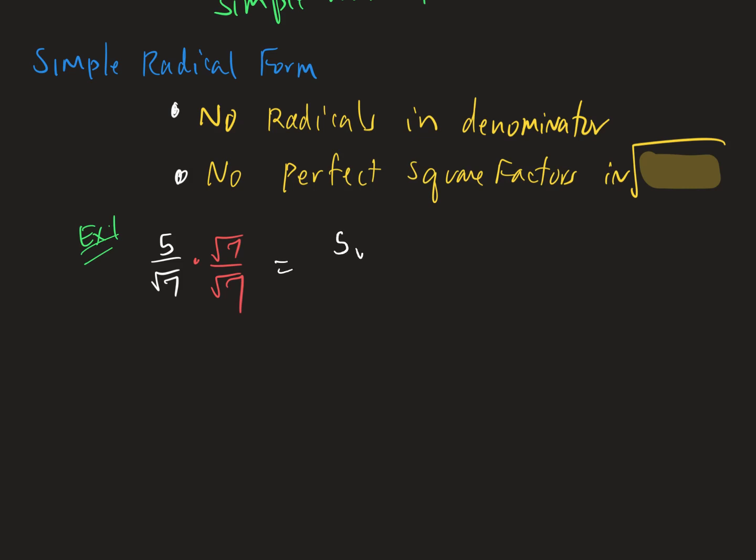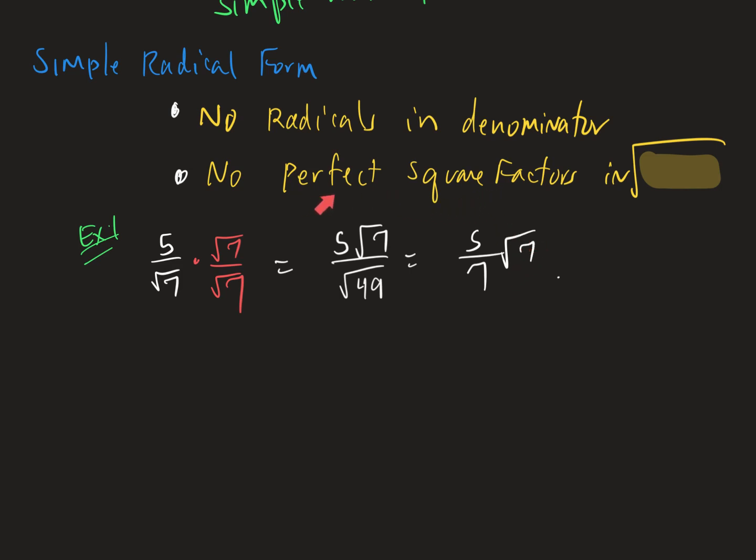In the numerator, we have 5 root 7, and on the bottom, we have the square root of 49, or the square root of 7 squared, which is just 7. So we have 5 root 7 over 7, a simple radical form. There are no perfect square factors under the radical sign because the only factors of 7 are 1 and 7. Neither 1 nor 7 is a perfect square.